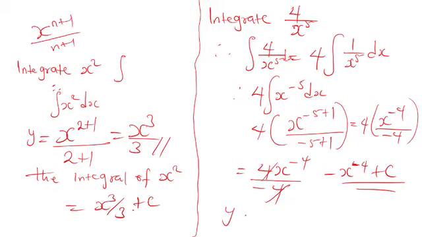So the integral is equal to minus 1 over x raised to the power 4 plus c. Because this x raised to the power minus 4, I just took it down to have this. So the integral of 4 over x raised to the power 5 dx is equal to minus 1 over x raised to the power 4 plus c.